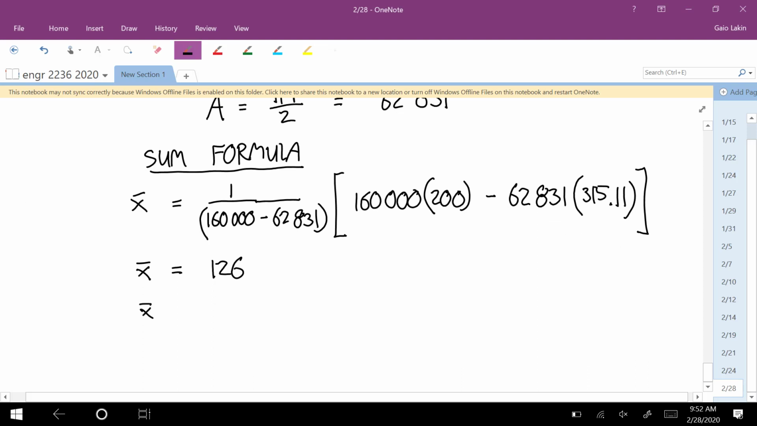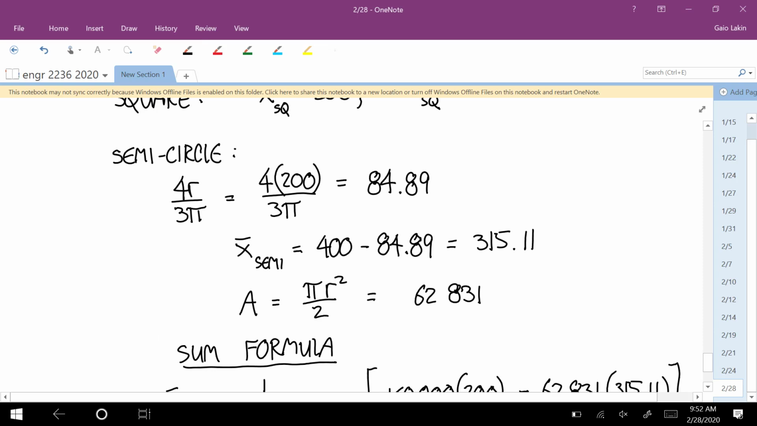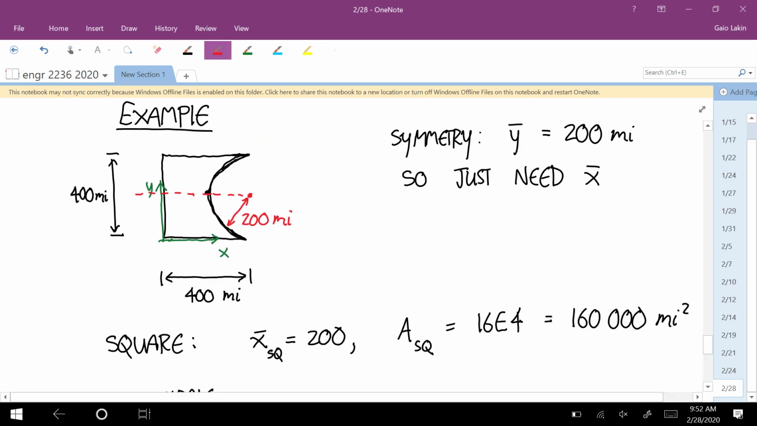So in other words, to get from Worthington to the centroid of Minnesota, you go 126 miles east and 200 miles north. Any questions about that? So that centroid, that means, is somewhere over here. Okay, that's all.